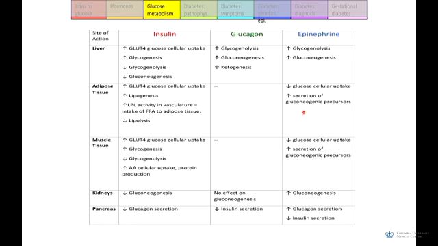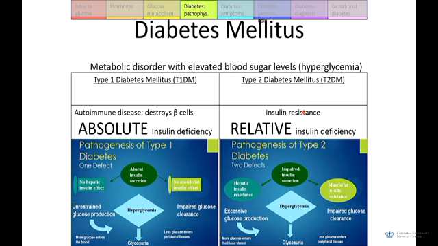So diabetes mellitus is the metabolic disorder with elevated blood sugar levels, hyperglycemia. There's two different forms. You have an absolute insulin deficiency, which is type 1 diabetes. You don't make insulin because you have autoimmune destruction of your pancreatic beta cells. And that's an autoimmune process. There's also type 2 diabetes, where you have insulin resistance, where you are making insulin but you're not responding to it. It's a relative insulin deficiency, and that highly correlates with obesity.